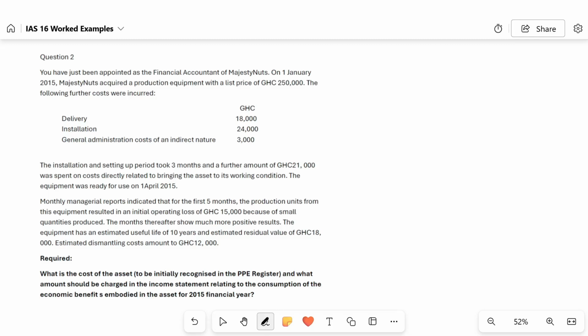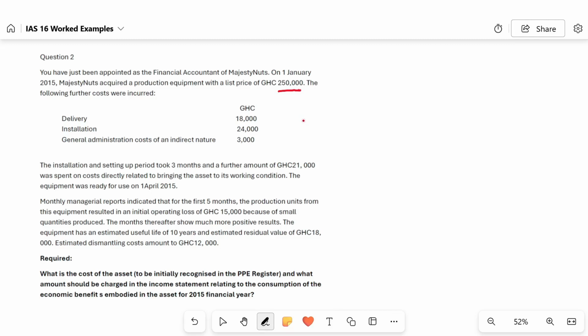As we read, we will take note of the costs that will come together to give us our cost at initial recognition. You have just been appointed as the financial accountant of Majesty Nuts. On 1st January 2015, Majesty Nuts acquired a production equipment with a list price of 250,000 Ghana cedis. The following costs were incurred: delivery, installation, general administration costs of an indirect nature.